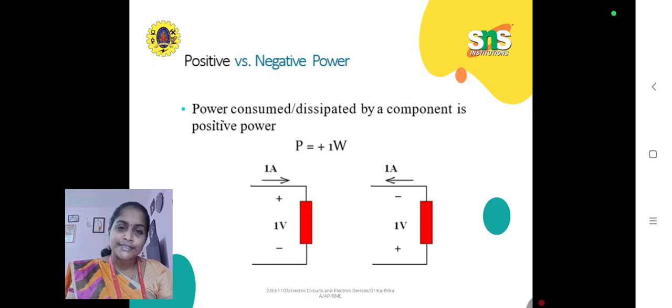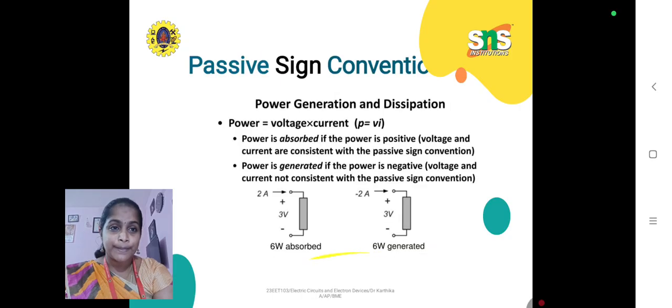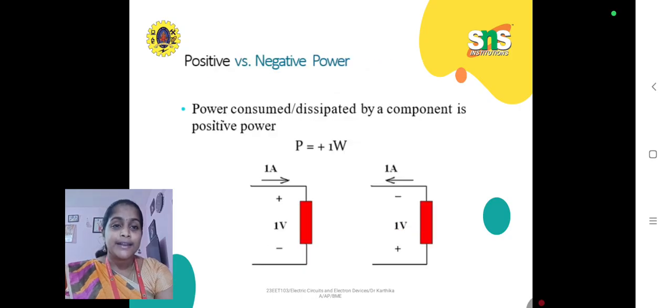Now positive versus negative power. Power consumed or dissipated by a component is positive power, P equals plus 1 watt. See the example. And power generated by a component is negative power, P equals minus 1 watt. Power consumed or dissipated is plus, power generated is minus.